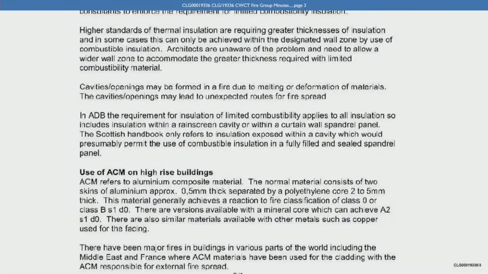Right. So let's then go back to the note of the meeting, use of ACM on high-rise buildings, and you see that it says, in the second sentence, the normal material consists of two skins of aluminium, etc., separated by a polyethylene core 2 to 5 millimetres. This meeting is being told that ACM on high-rise buildings contains those components as the normal material. Did that fact not get reported to you? Did you not know that? No, I don't recall being aware of that at all.